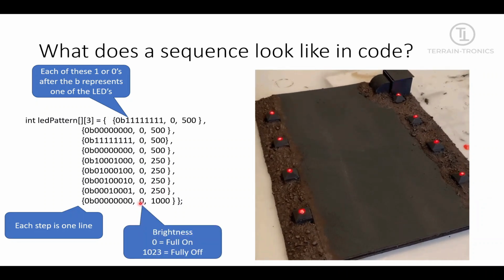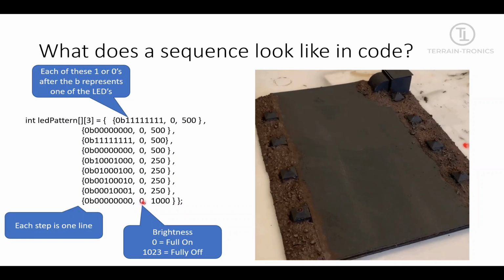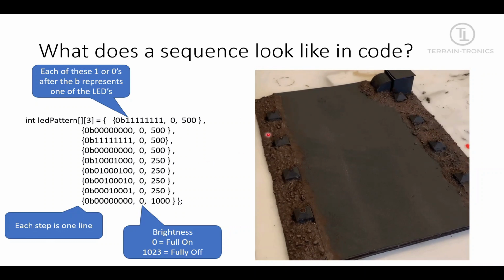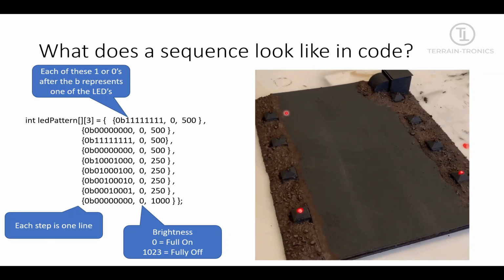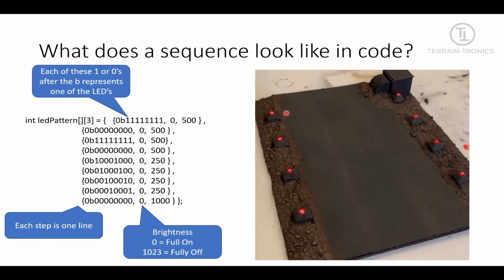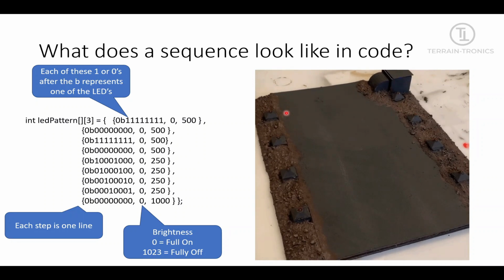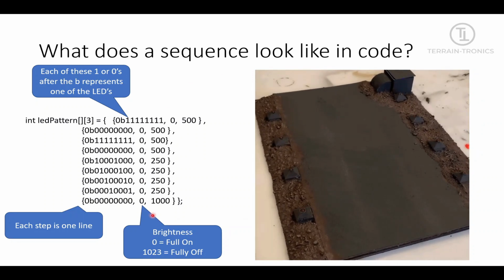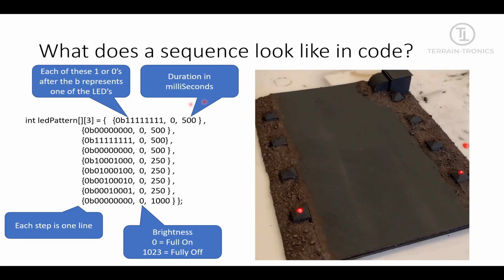The brightness, now in this code, fully on is 0 and fully off is 1023. So in this pattern, right, it's either all on or all off. But if I wanted a flickering or a breathing LED, I would change these values and ramp them up and ramp them down and so on. And then finally, this is the duration in milliseconds.